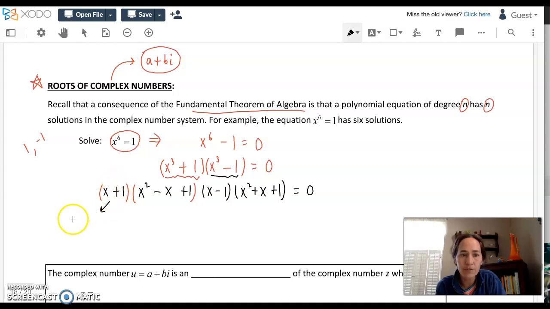Notice, I got my first solution, x equals -1. No big surprise, we had predicted that. Do you see another real solution from this one? x equals +1, we were expecting that to come up. Now in between, I don't think this is going to factor.